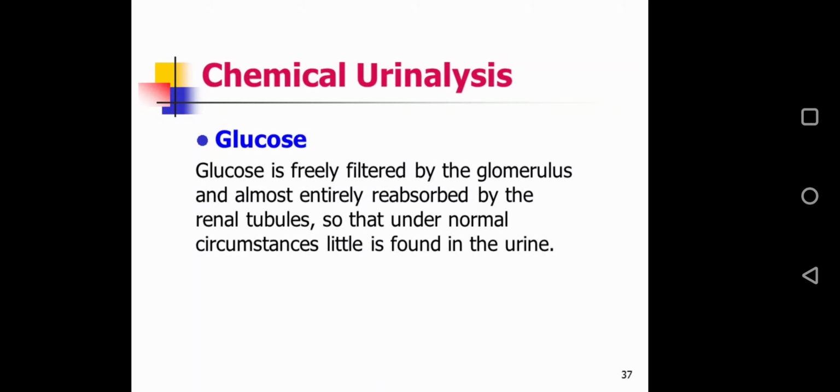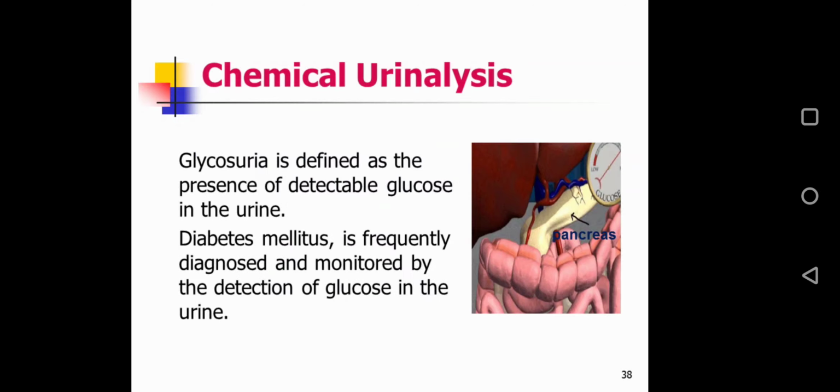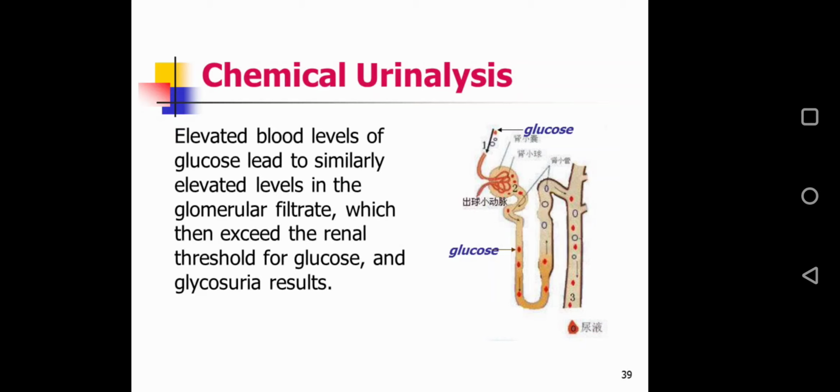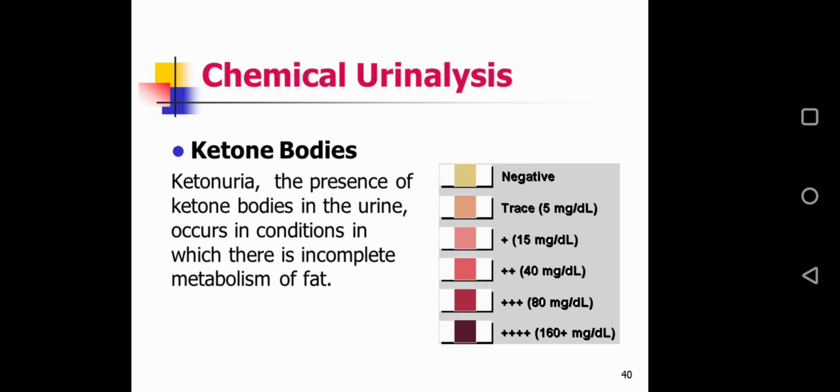Glucose. Glucose is filtered by the glomerulus and almost entirely reabsorbed by the renal tubule. So, under normal circumstances, little is found in the urine. Glucosuria is defined as the presence of detectable glucose in the urine. Diabetes mellitus is frequently diagnosed and monitored by the detection of glucose in the urine. Elevated blood levels of glucose lead to similarly elevated levels in the glomerular filtrate, which then exceeds the renal threshold for glucose, and glucosuria results.